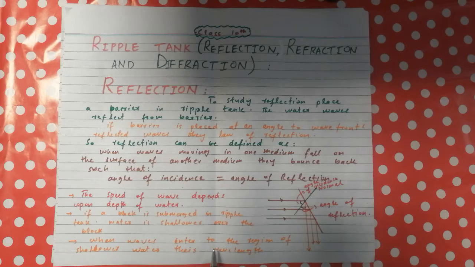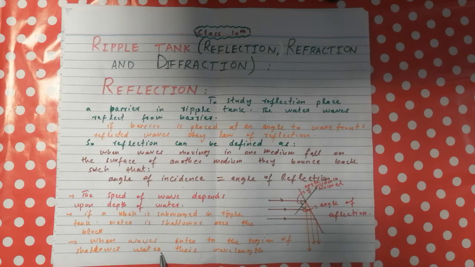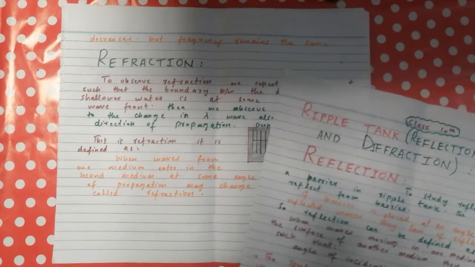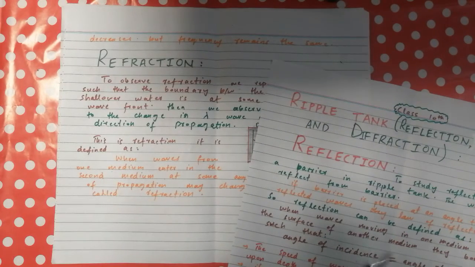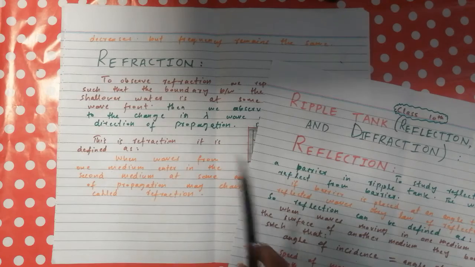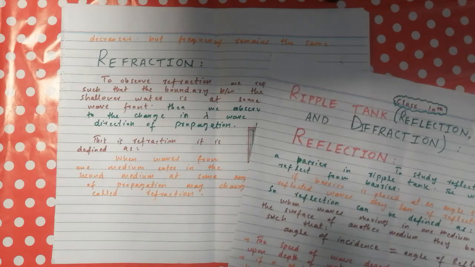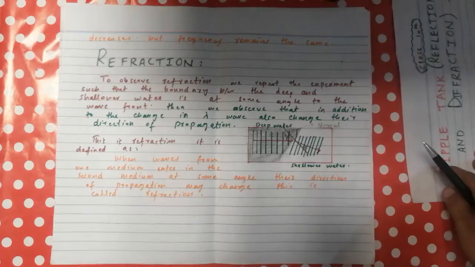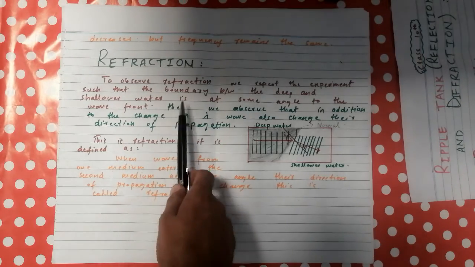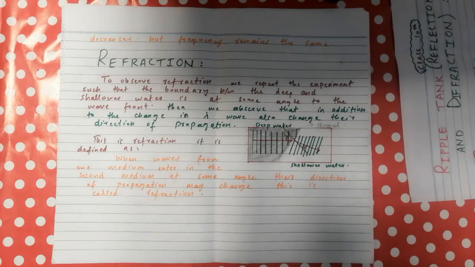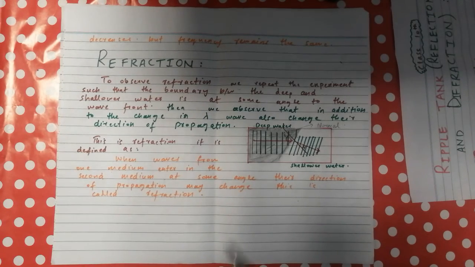When water waves enter the region of shallower water, their wavelength decreases and the frequency remains the same, as it is equal to the frequency of the vibrator or the oscillator which is used to produce these waves. So when water waves enter the region of shallower water, their wavelength decreases and the frequency remains the same. Now this is the reflection of water waves in the ripple tank.